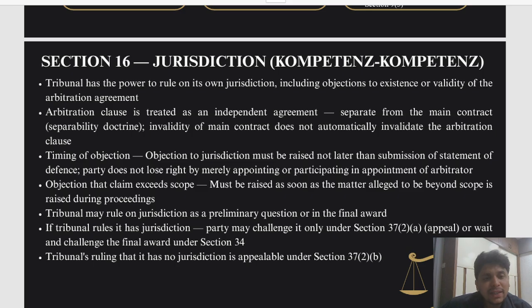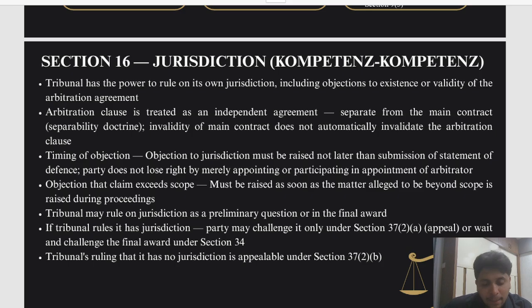Next, an objection that the claim exceeds the scope must be raised as soon as the matter alleged to be beyond the scope of the pleas is raised. Now, if a party is aggrieved that the arbitrator is exceeding the powers given under the Act, definite remedies can be taken from the respective court. Generally, arbitrators are very reluctant; they will not exceed their limitations and powers given under the Act. The tribunal may rule on jurisdiction as a preliminary question or in the final award.